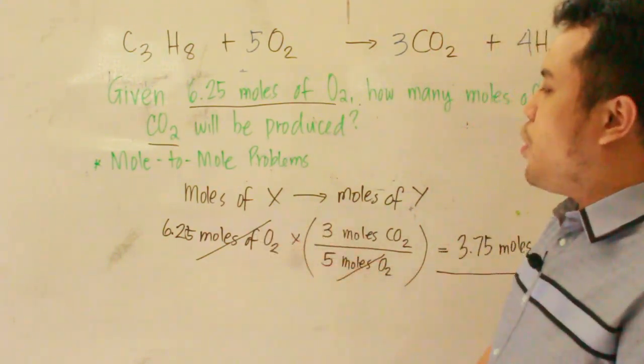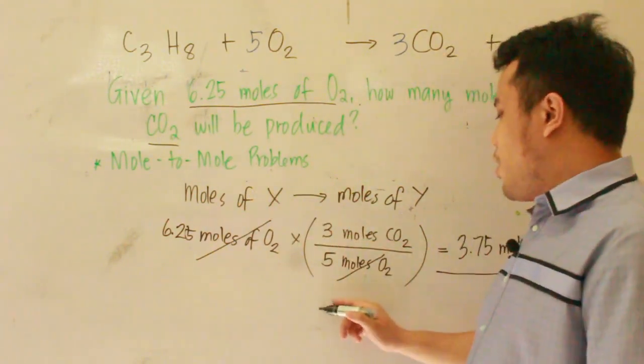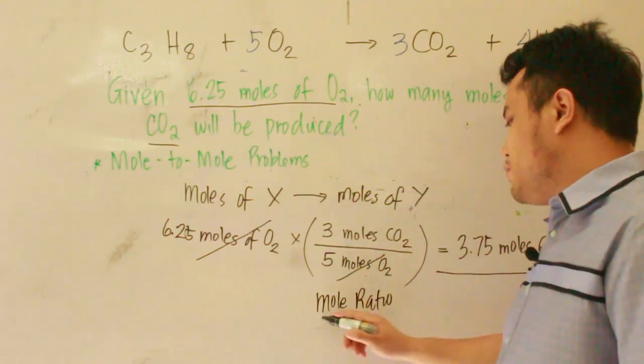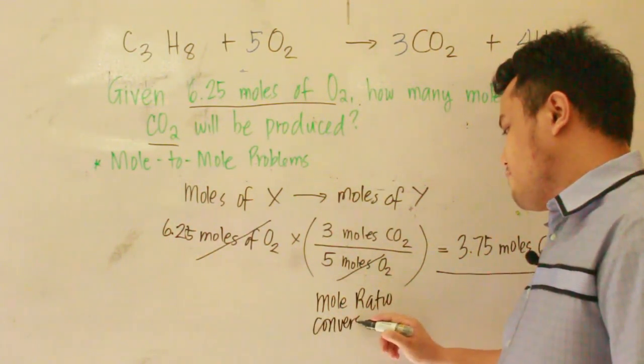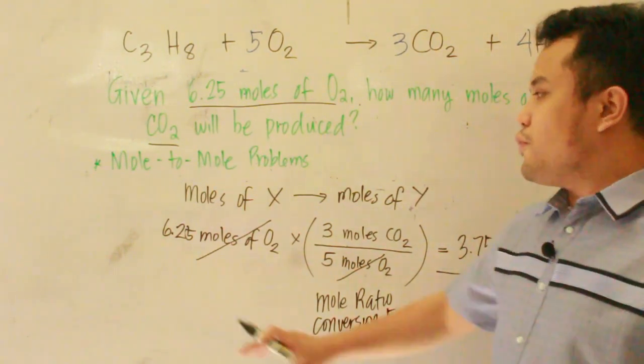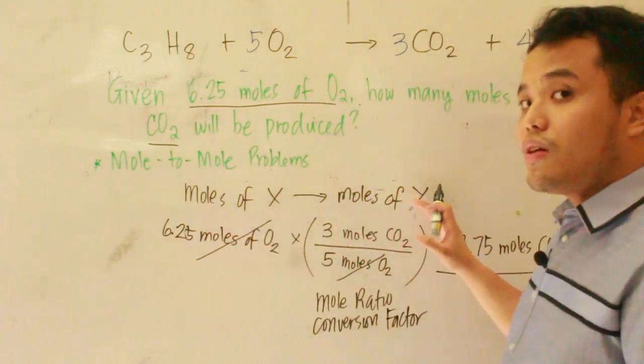It's the most simple mole-to-mole problem. We just use our mole ratio as a conversion factor to transform moles of something, moles of X, into moles of Y.